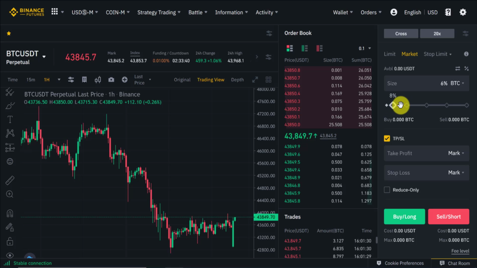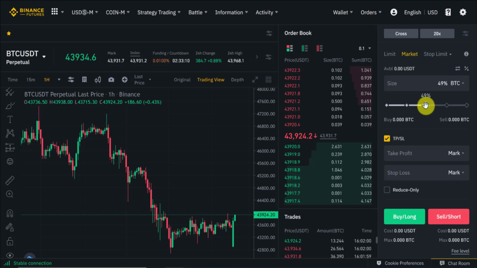So if you have 1000 USDT in your account to buy BTC, and you use 25%, that means you're using 1/4 of your 1000 USDT, which is 250 USDT. If you have 200 and you're using 50%, that means you're using 100 USDT. It depends on your account size, and you can also type straightforwardly here in the amount the size you want to use to buy BTC.